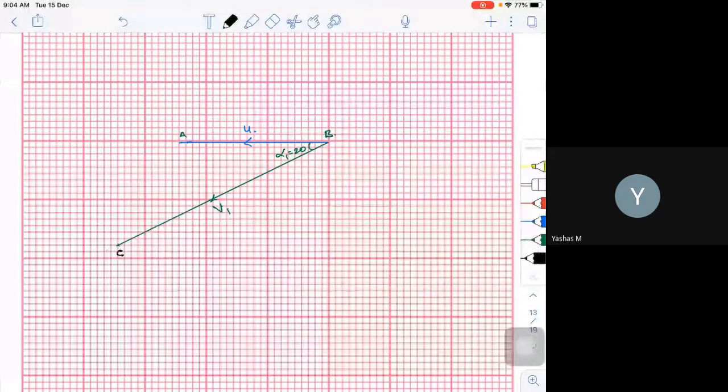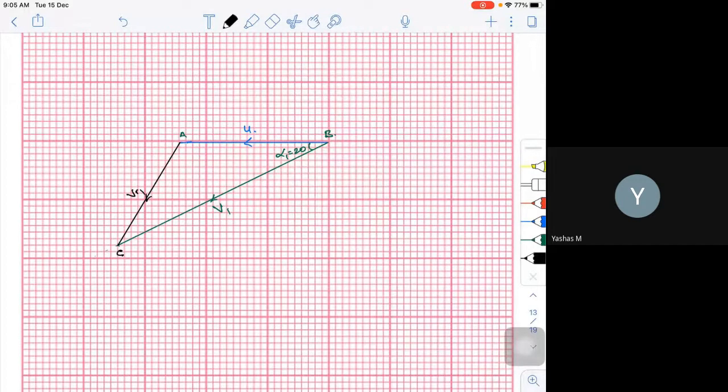Now if I call this point C, from C I'm going to join C and A. That's all I'm going to do, so I automatically get a triangle. So from C, draw a line and join to A. So I got my VR1. What you're supposed to do is measure A and C.